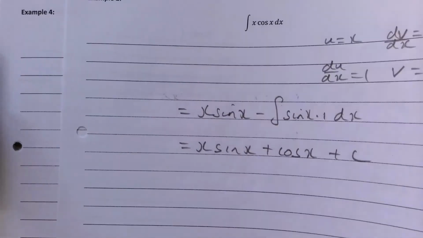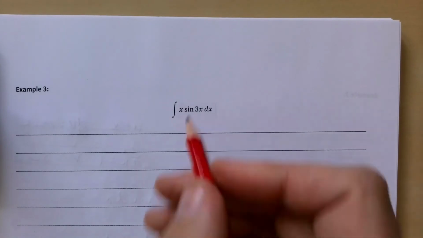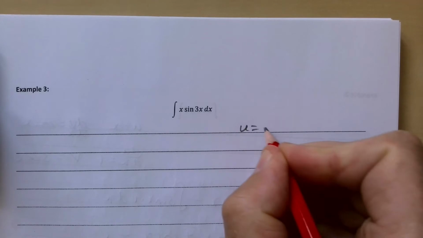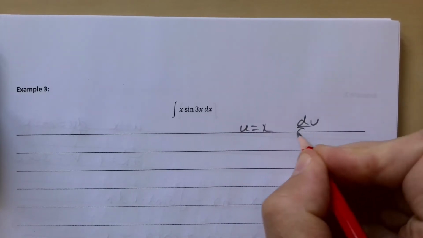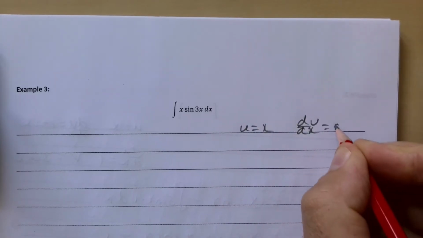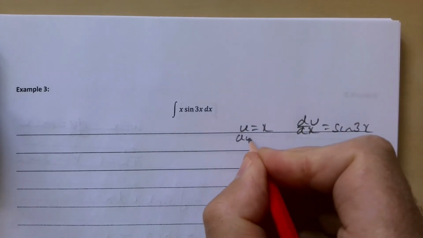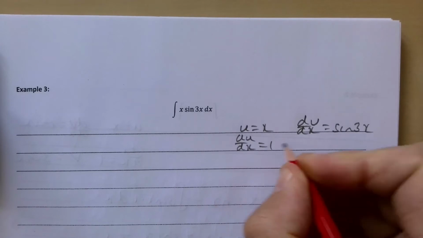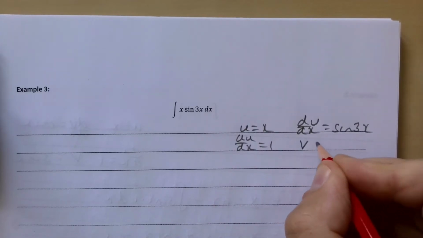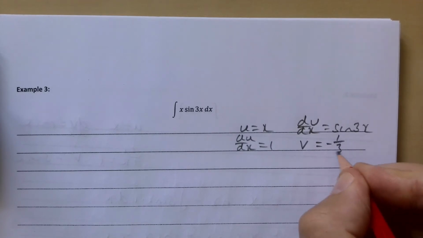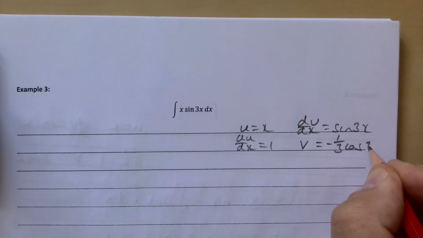Let's take a look at our next example. x sine 3x, reasonably similar one again. Hopefully we're reasonably comfortable with that. So we're going to let u equal x, dv by dx is sine 3x. du by dx is going to be 1, and our v, whenever we integrate this time, is going to be minus a third cos 3x.